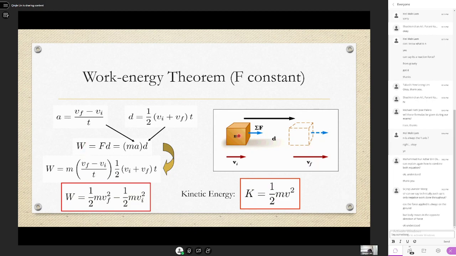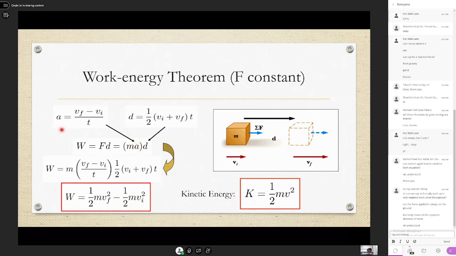If we want to calculate the work done to this system, which is the box, it is our force times our displacement, the distance. This is when F is constant. That's why we can take F times displacement. If not, we need to do integration, right? So for F constant, we take this times this. Then F equals ma, so we can change it to ma times d.